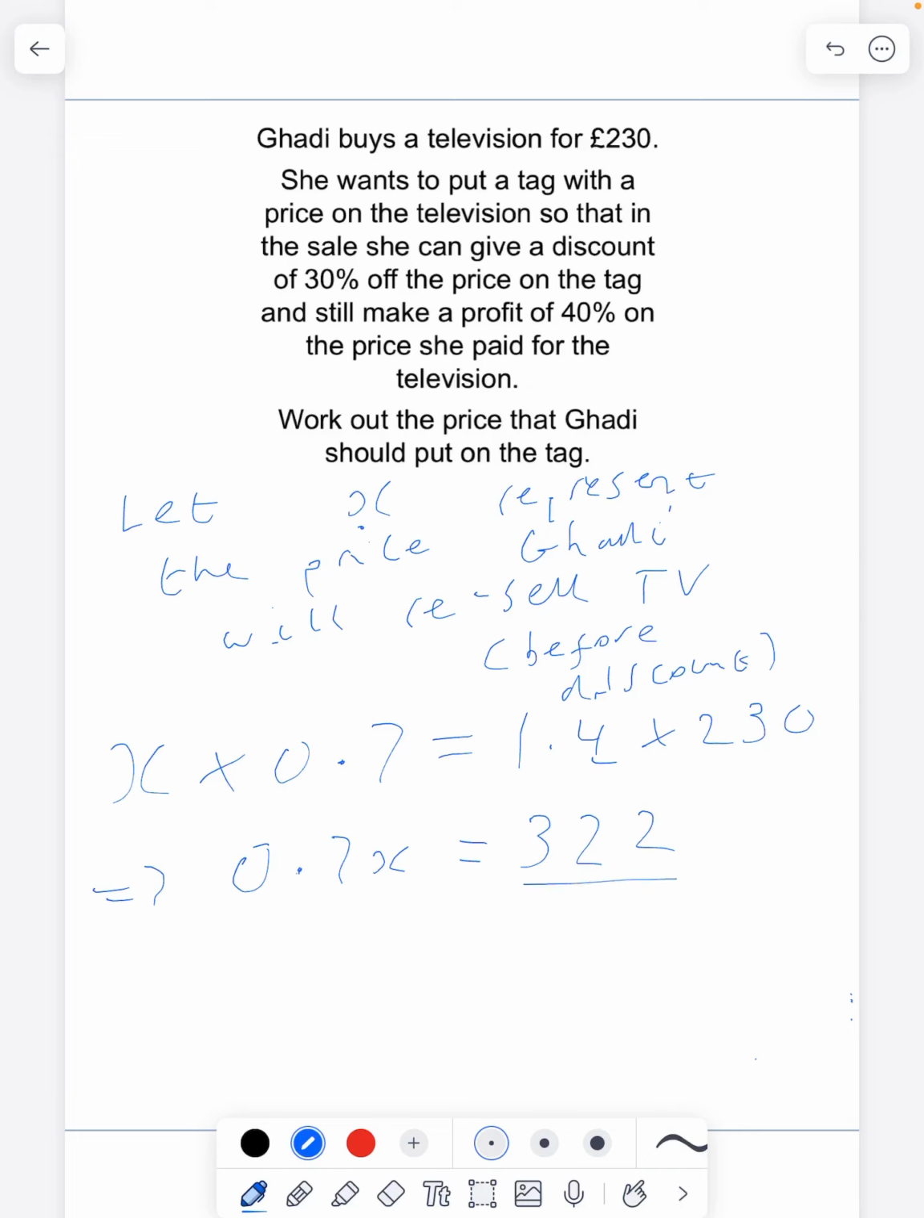So from here we can then divide both sides by 0.7, and that should leave us with X is equal to 322 over 0.7, which if we solve that, comes out as £460. So the final answer is Gaddy can resell this television for £460, offer that 30% discount and still make a profit of 40%. And so she should sell this for £460.